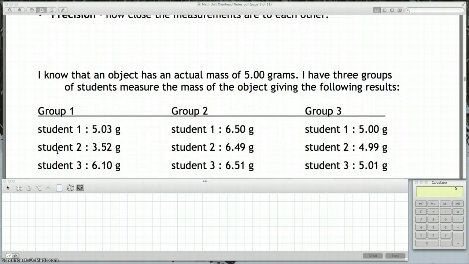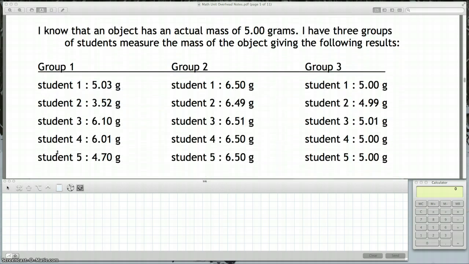So, an example. I know that an object has an actual mass of 5.00 grams. As the teacher, I know that. And I split the class up into 3 groups. Group 1 gets these measurements: 5.03, 3.52, 6.10. You can see that the numbers are all over the place. They're not very close to each other, and they're not very close to the 5.00. One of them, student 1, is fairly good, but the rest of them are pretty far.